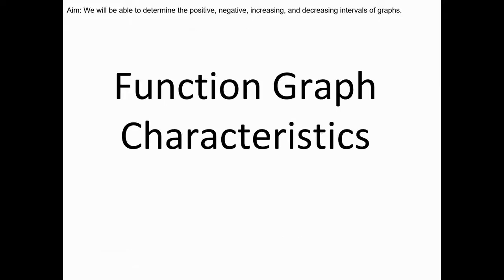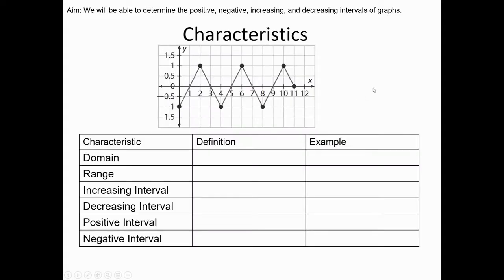And welcome to the first of two lessons for today. We're going to go over function graph characteristics. Now, we've actually already gone over a few of these things, specifically domain and range. So what we're going to do is take a look at this graph today, go over the domain and range of this as a little bit of review, and then we'll talk about four new characteristics: increasing, decreasing intervals, positive, and negative intervals.